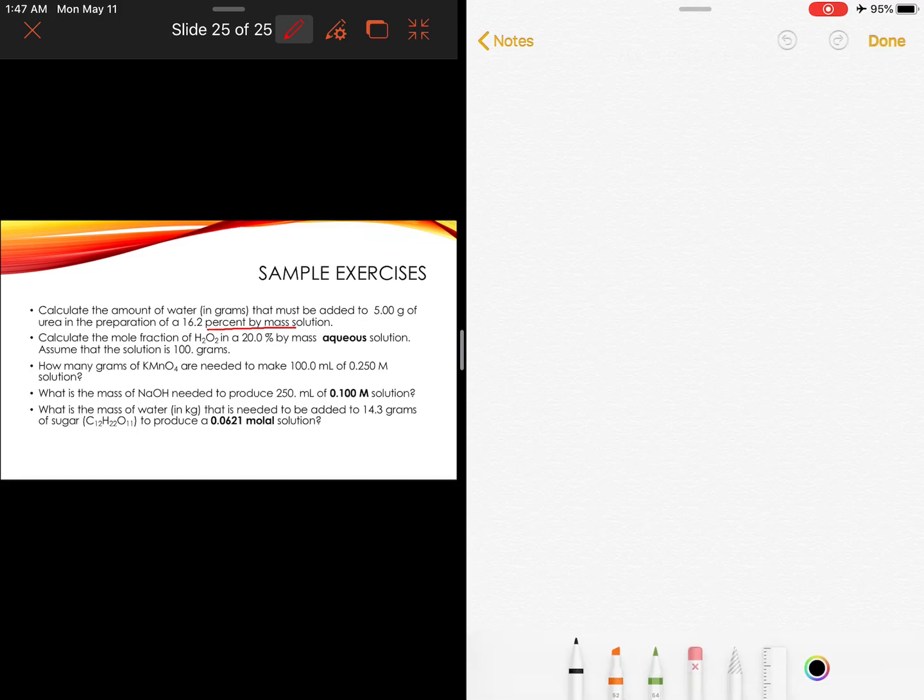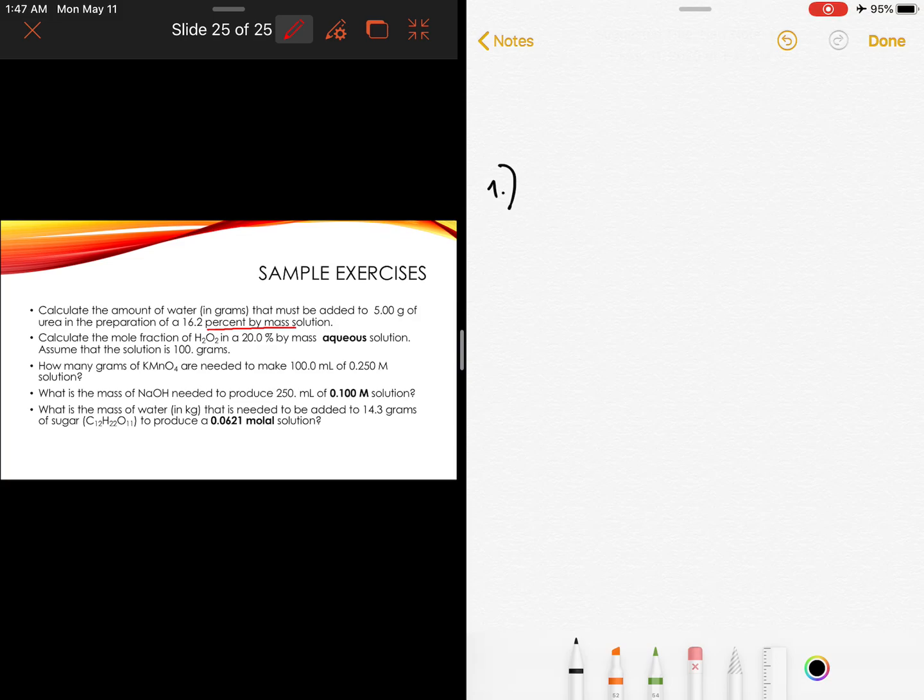Calculate the amount of water in grams that must be added to 5 grams of urea in the preparation of a 16.2% by mass solution. So if you haven't answered these problems yet, before I solve the problem, you can pause the video so you can try to analyze the problem on your own.